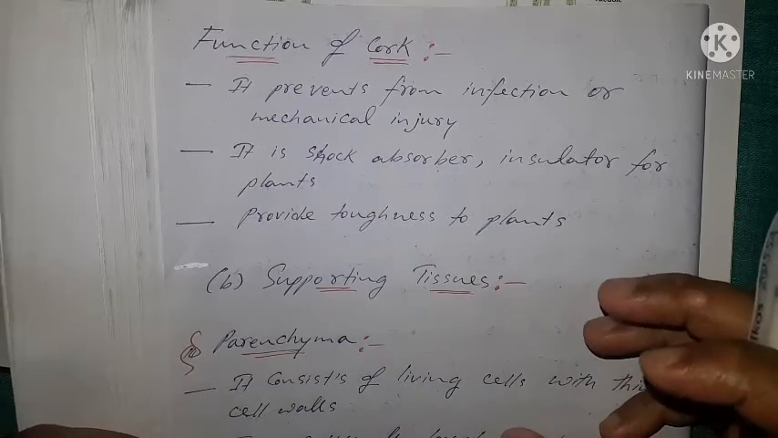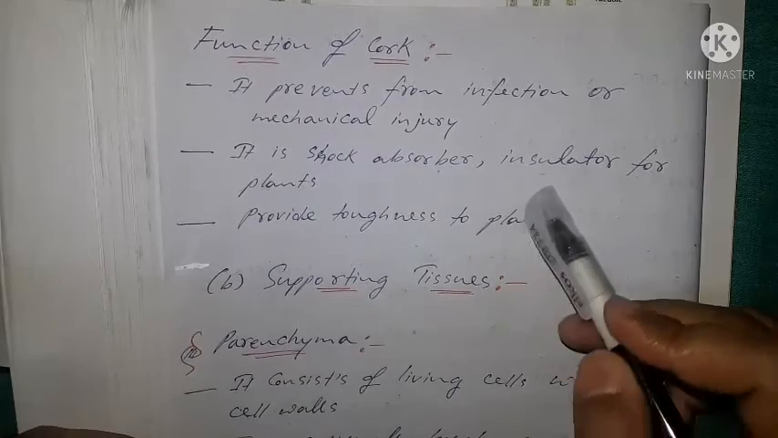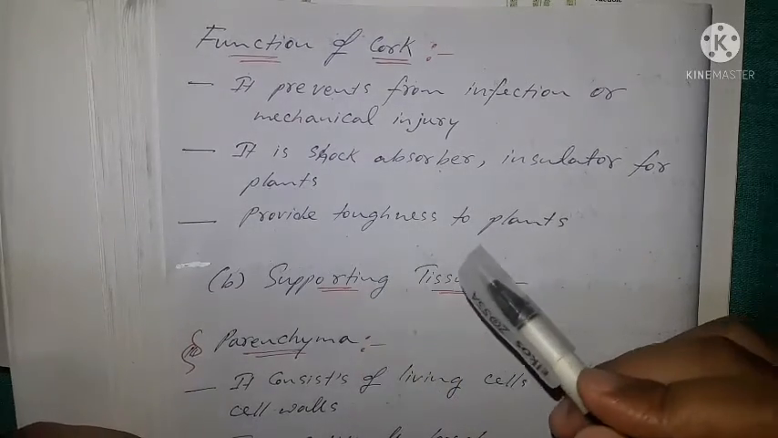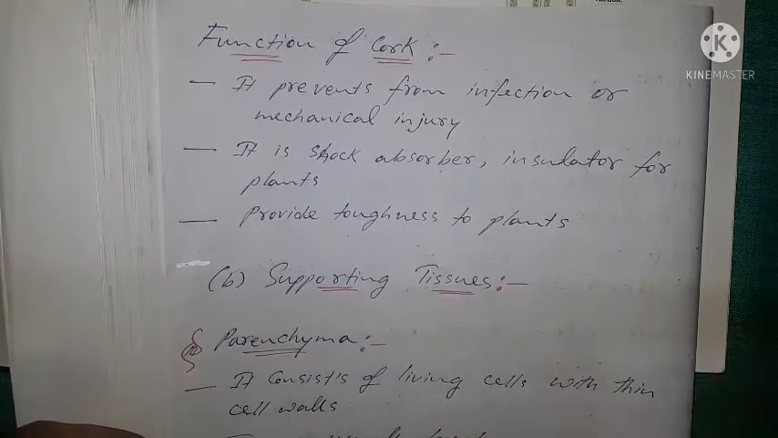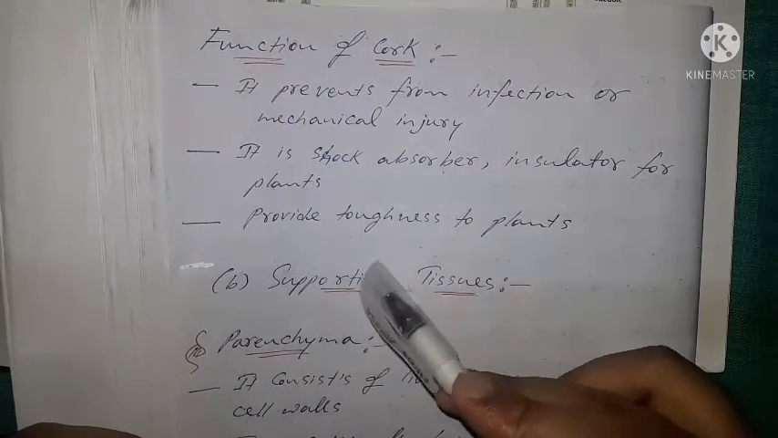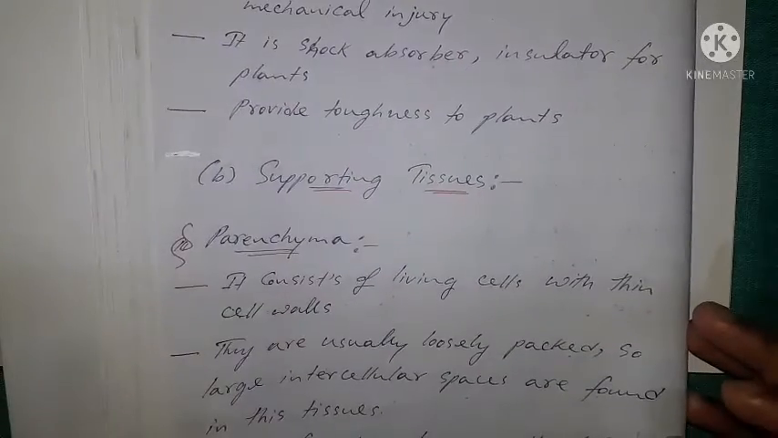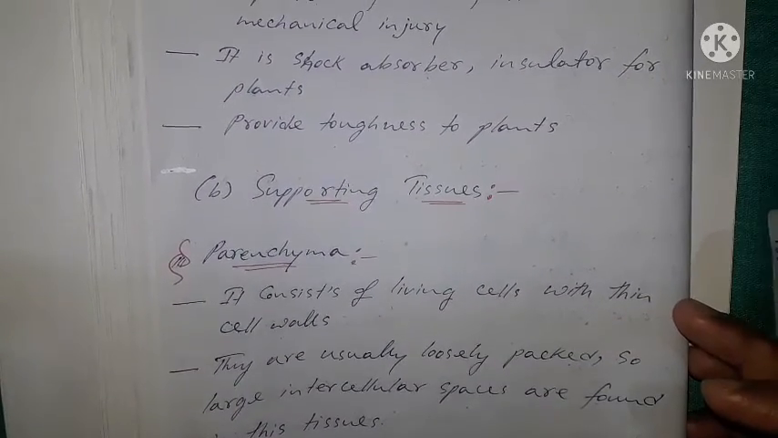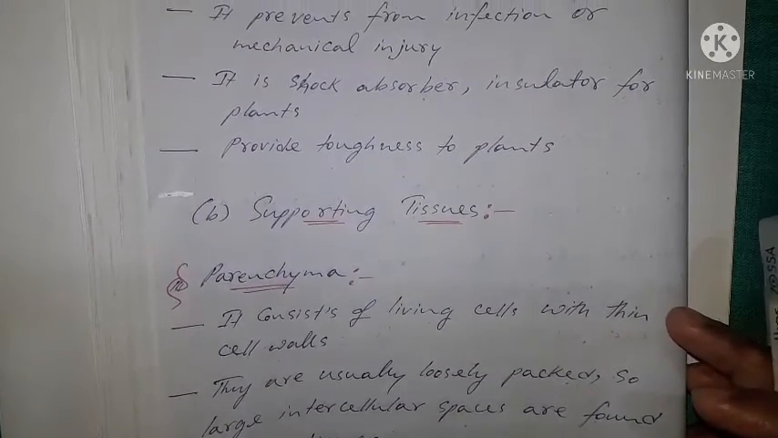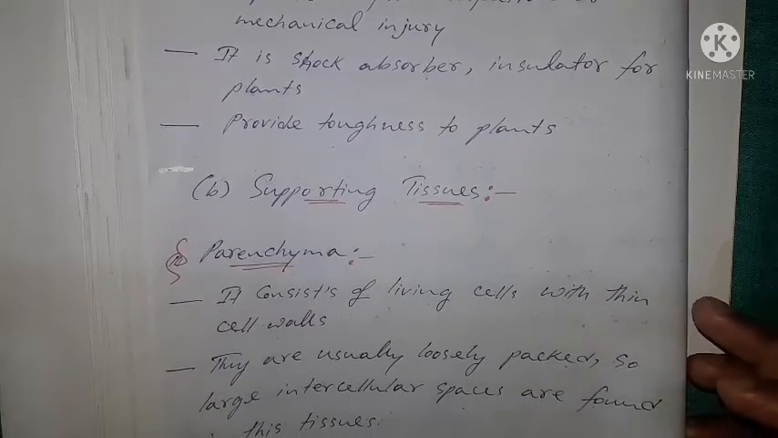It absorbs a certain kind of shocks, and it also acts as an insulator for the plants, and it also provides toughness to the plants. It gives toughness because it is made up of very hard substance, so it is dead cells, so it provides toughness to plants.